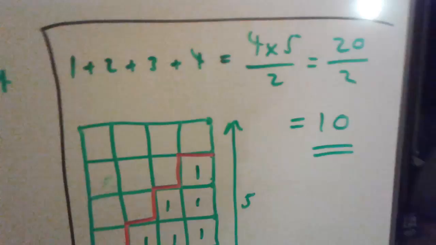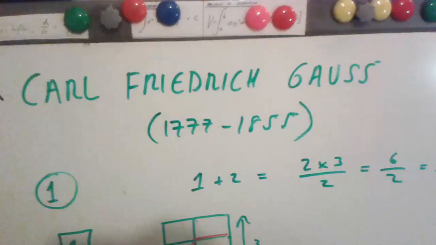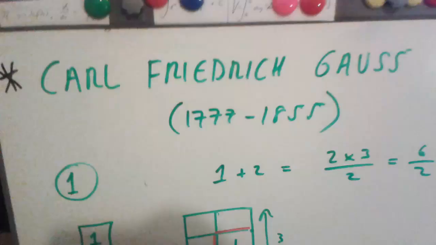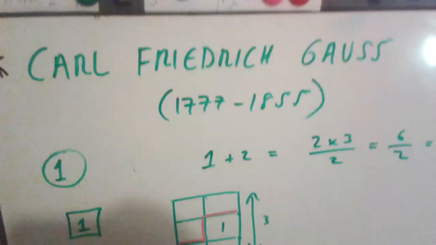Now, Carl Friedrich Gauss used this method to count every number from 1 to 100. And he came up with a result instantly after his teacher had asked him to count every number from 1 to 100.